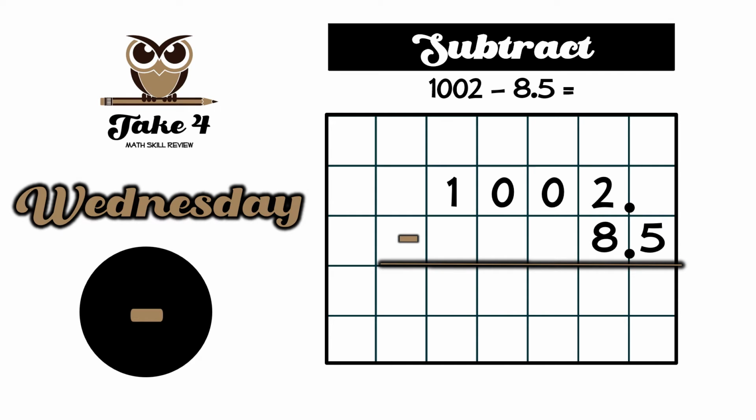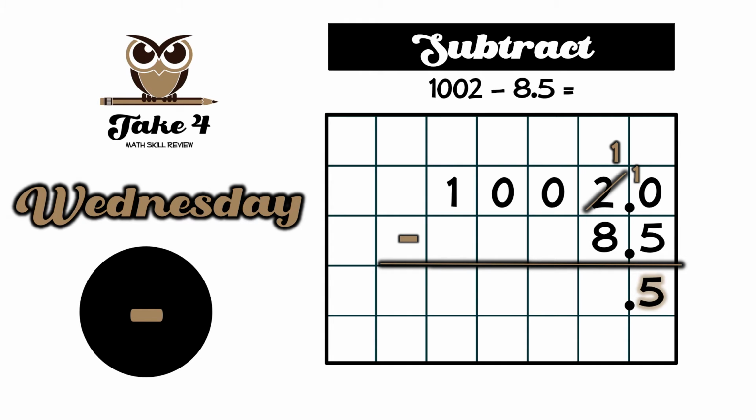We need to add a 0 in our top number as a placeholder in the tenths place. Now we can subtract. We cannot have 0 and take away 5, so we have to borrow from the 2. The 2 becomes a 1, and we carry the 1 over to the 0 to make it a 10. 10 take away 5 equals 5. Bring down the decimal point.